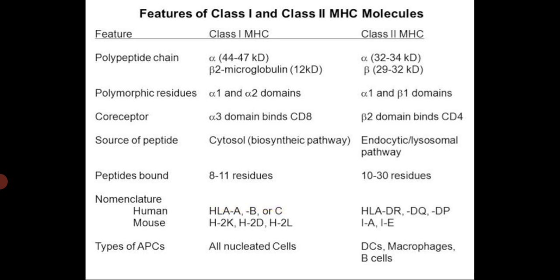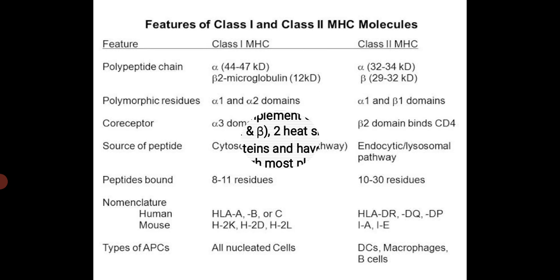Nomenclature in human: the first molecule is named HLA-A, HLA-B and HLA-C. Mouse, H2K, H2D and H2L for first molecule. For second molecule in human, HLA-DR, HLA-DQ and DP. For mouse, H2 first A and first E. The class first molecule is expressed in all nucleated cells, whereas class second molecule is expressed by the APC or antigen presenting cells like dendritic cells, macrophages and B cells.